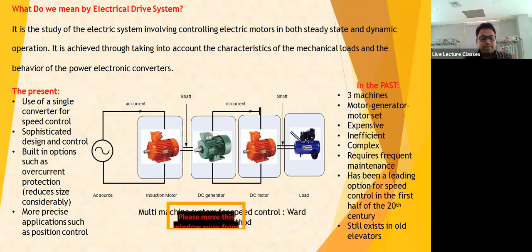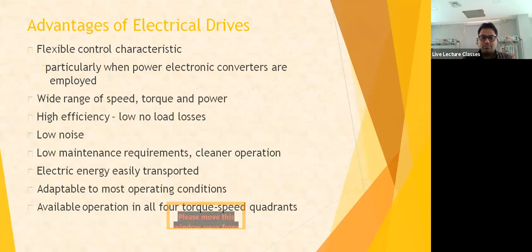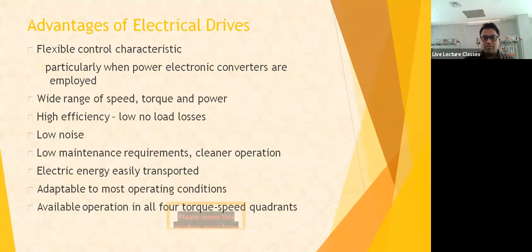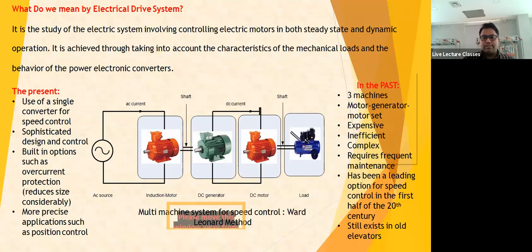So what do you mean by electric drive system officially? What is the official statement? It is the study of the electric system involving controlling electric motors in both steady state and dynamic operation. This word is very important, steady state and dynamic operation, right? So it is a study of electric system involving controlling of electric motors. So it is specifically the control of electric motors through power converters in both steady state and dynamic operation.